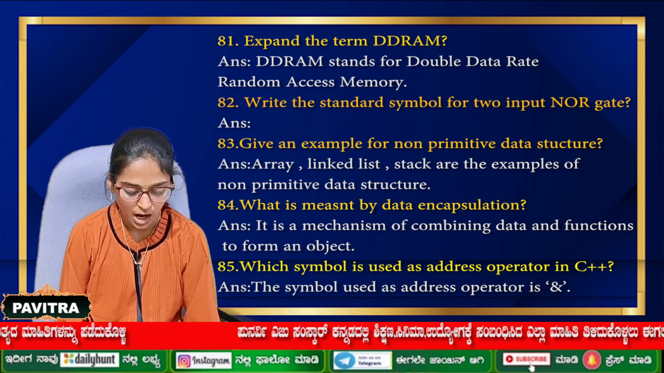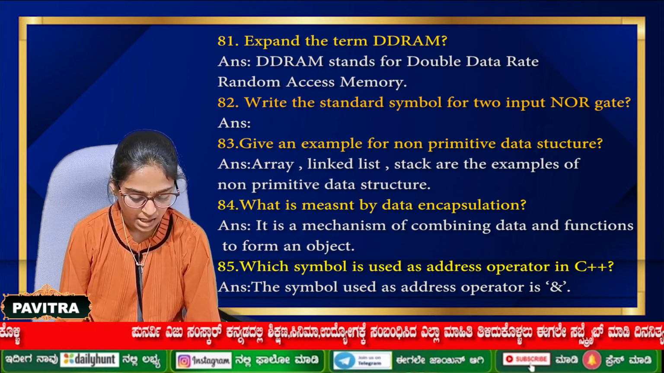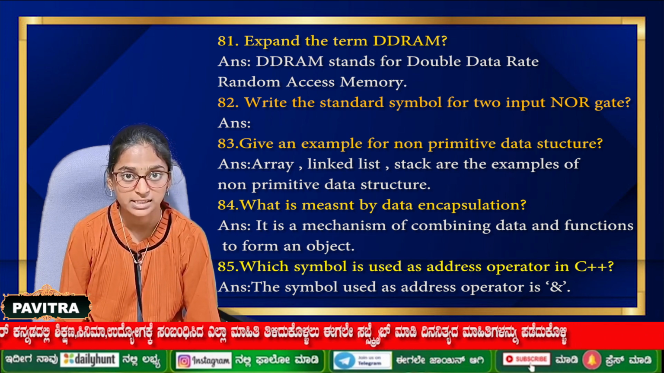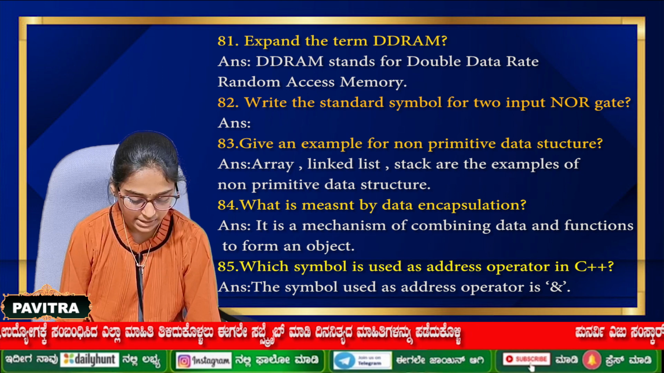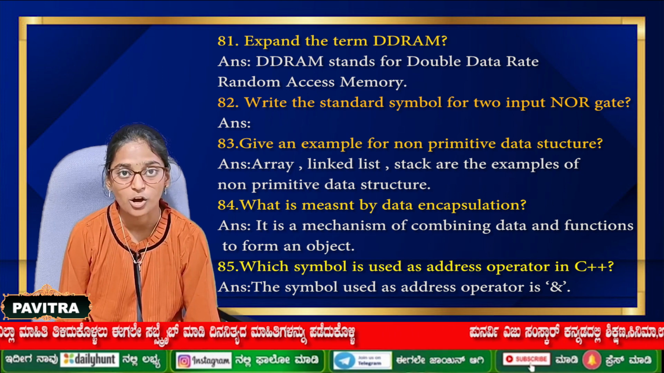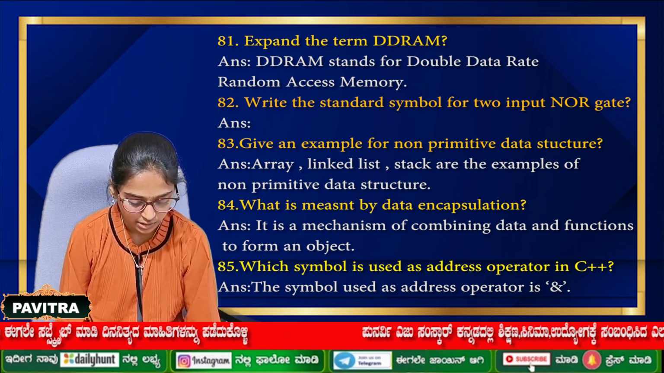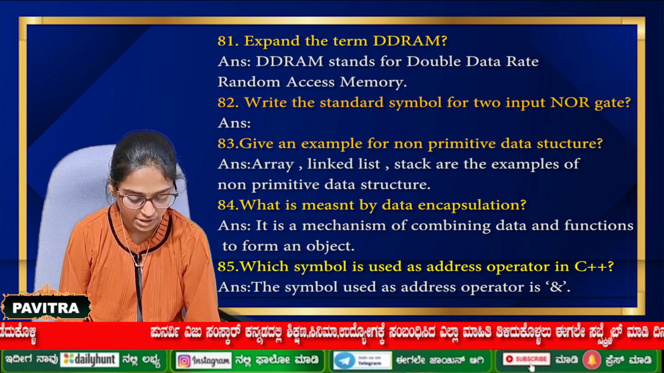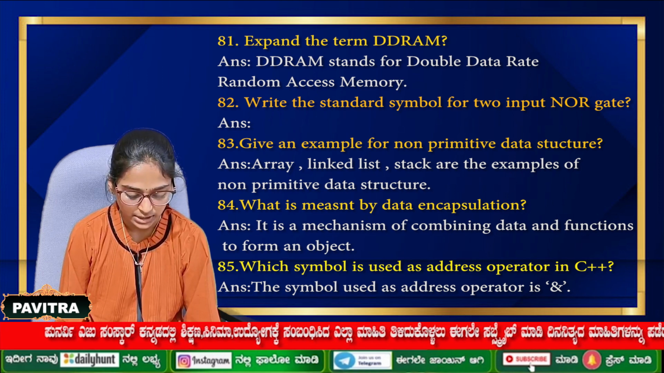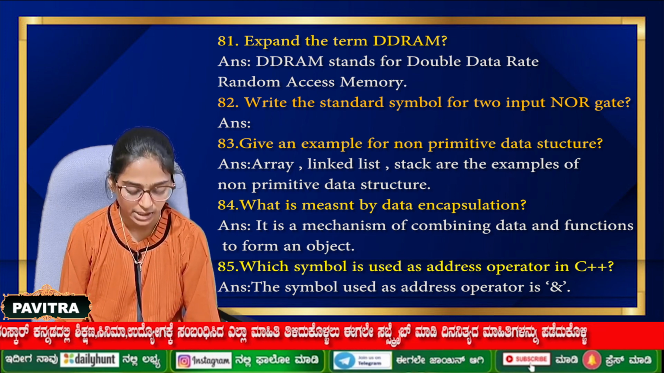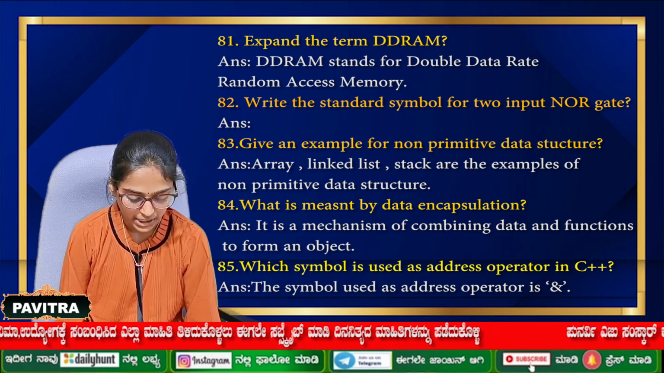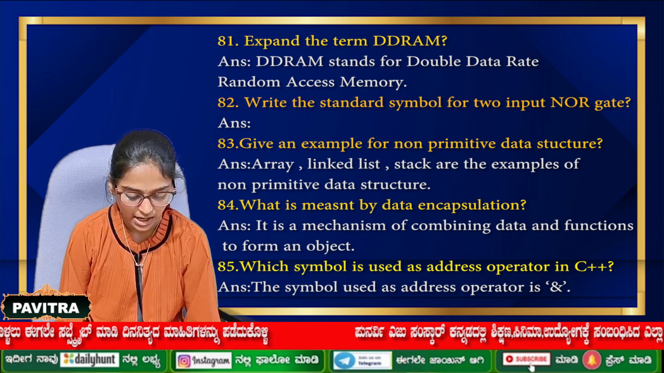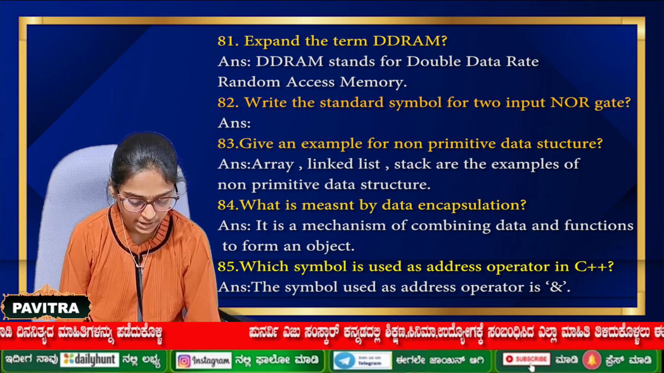81. Expand the term DDRAM. Answer: DDRAM stands for Double Data Rate Random Access Memory. 82. Write the standard symbol for two input NOR gate. Please refer the textbook. 83. Give an example for non-primitive data structure. Array, linked list are the examples of non-primitive data structure. 84. What is meant by data encapsulation? It is a mechanism of combining data and functions to form an object.